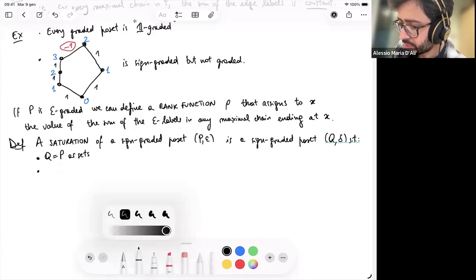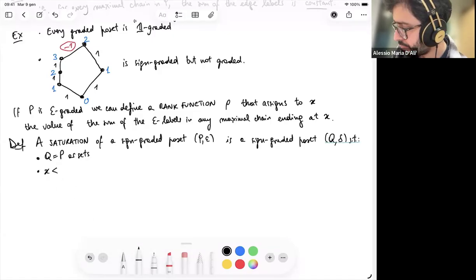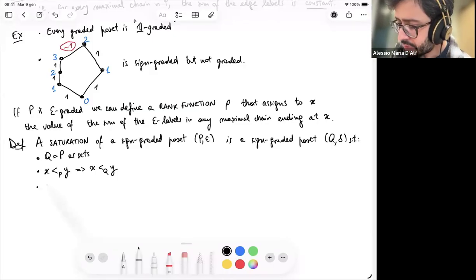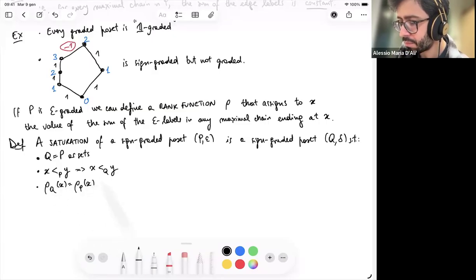Then, whenever it happens that x is smaller than y in the poset P, the same happens in Q. So basically, whichever relations I got in P, I need to see them in Q as well. But I could add some, and that's what we're going to do in general. Then the rank function, remember that these things are both sign graded. They do admit rank functions, both of them. And the rank function is the same. That's one of the key parts.